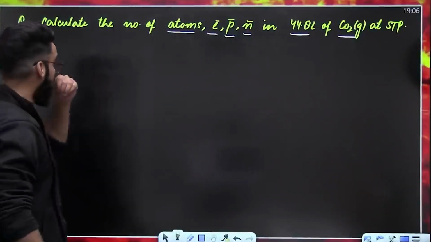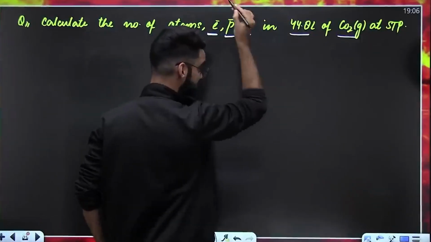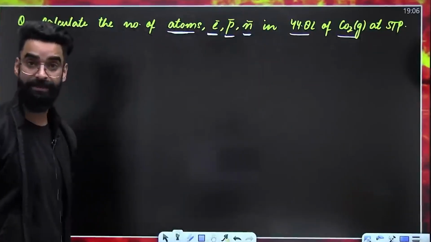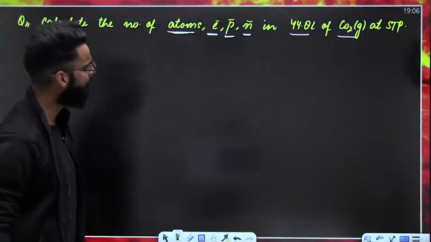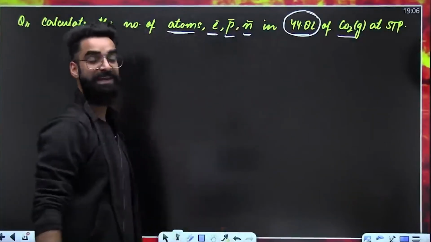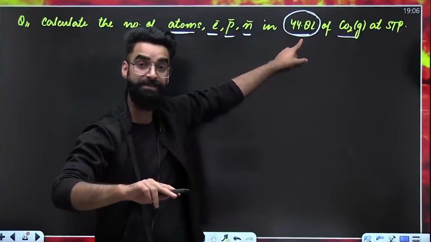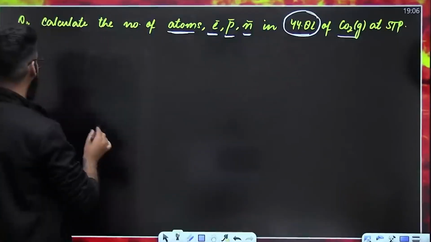The question is, calculate the number of atoms, then electrons, then protons, then neutrons in 44.8 liters of carbon dioxide. My dear students, have a look. First of all, check what is our given quantity. The given quantity is in terms of volume. What is my first step always? To convert the given quantity into number of moles.